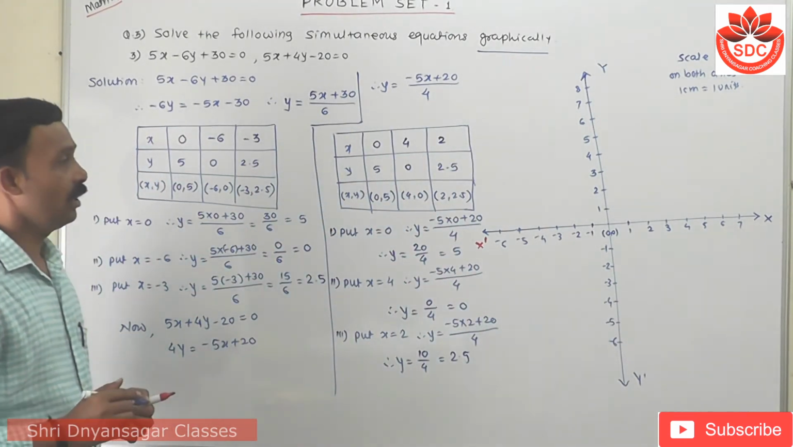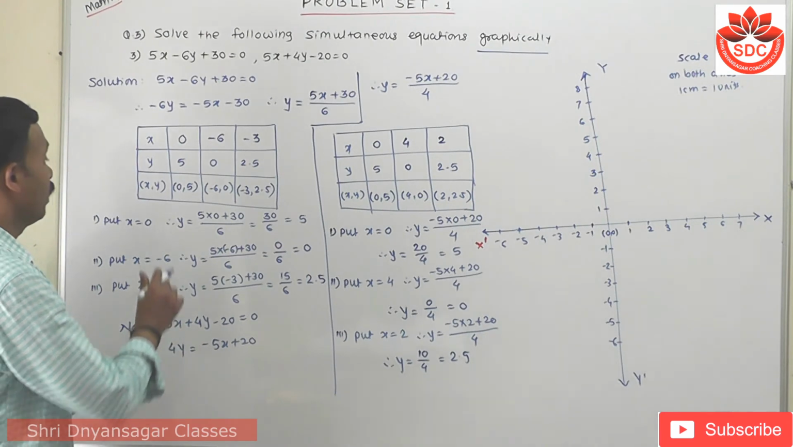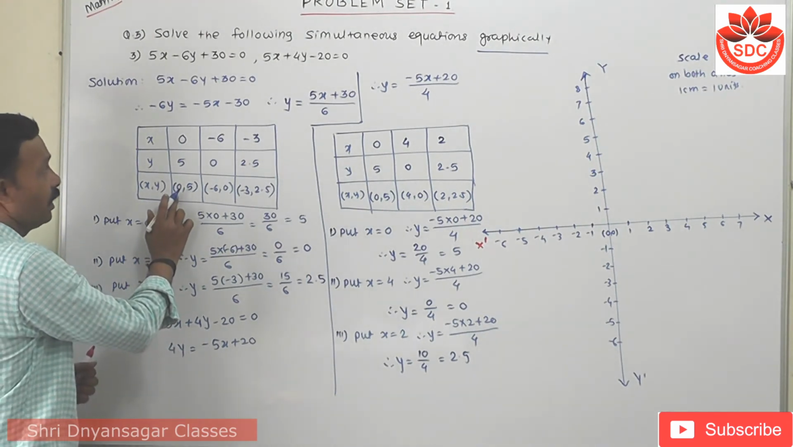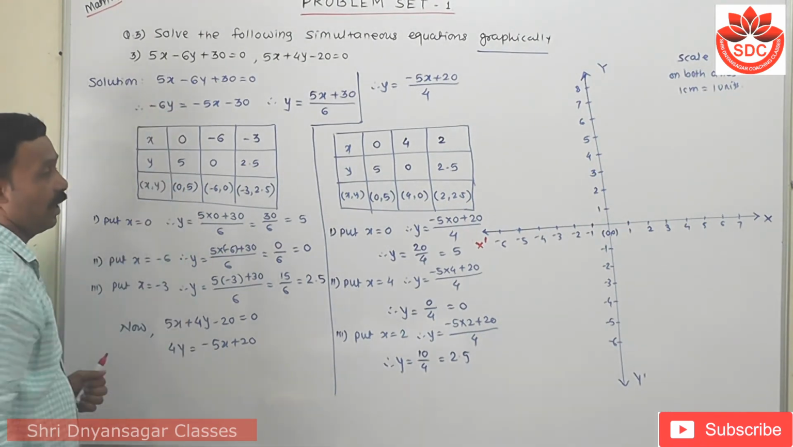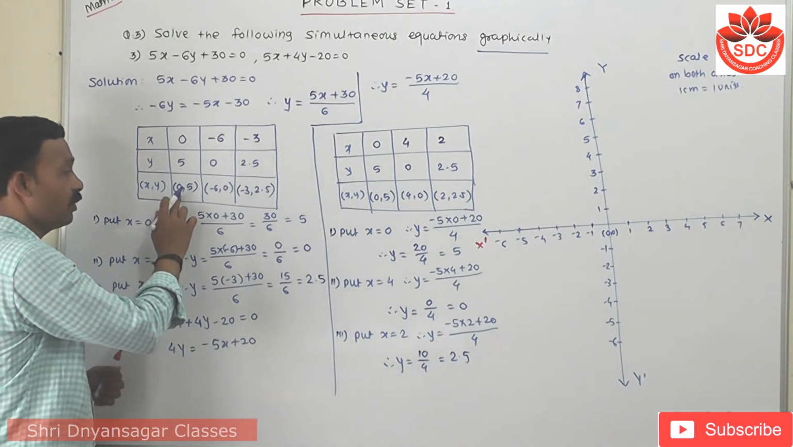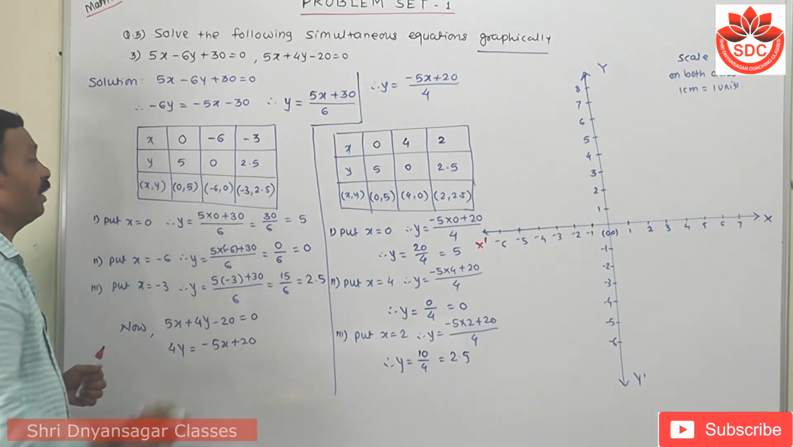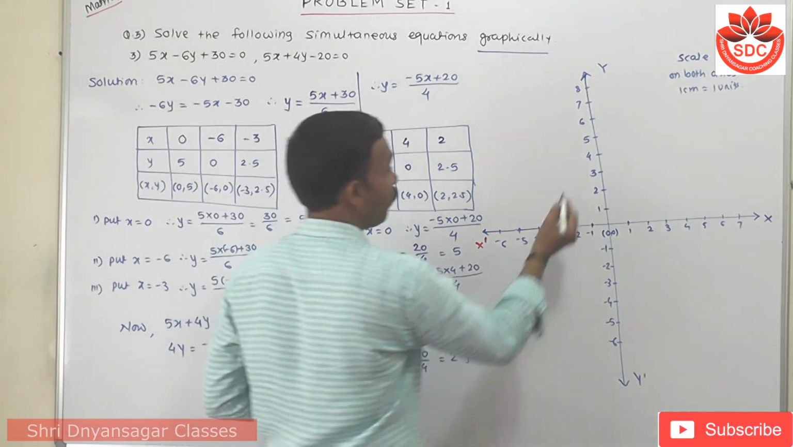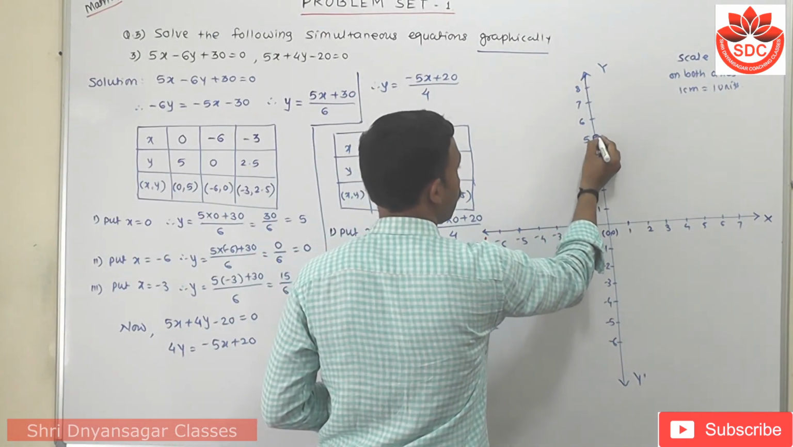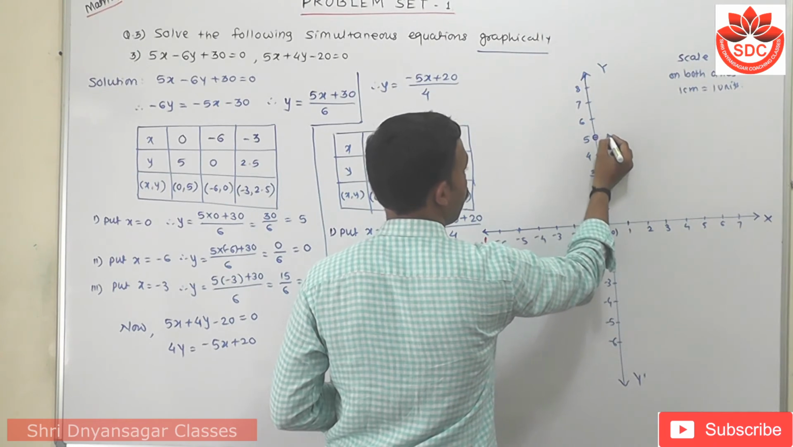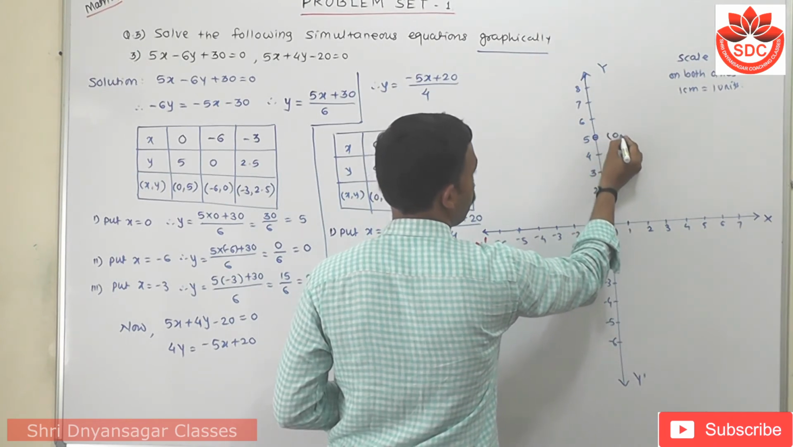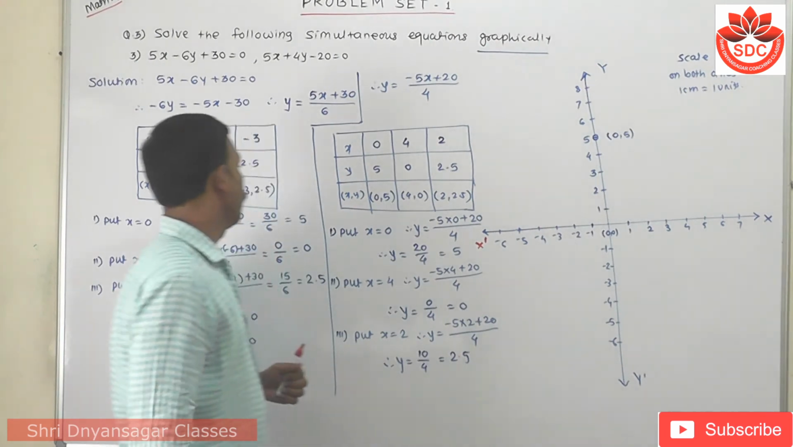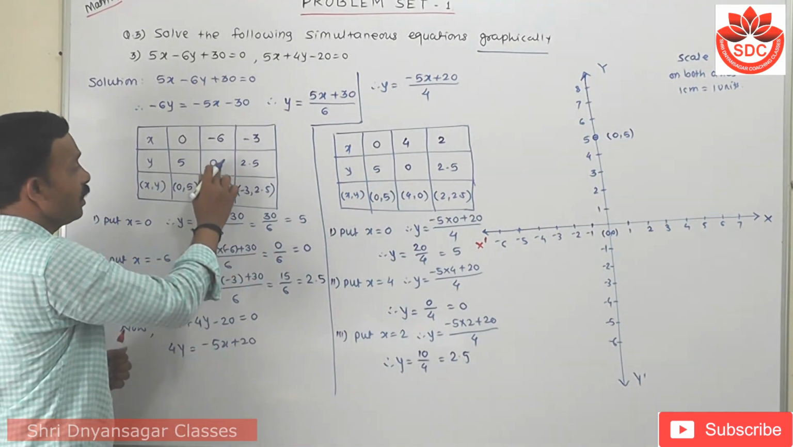Now we plot the graph by taking these ordered pairs. First one is for the first graph, 0 and 5. 0 and 5 means that the x coordinate is 0 and this is the y coordinate, which means this point lies on the y-axis. So 0 and 5, here this is the point, I have to write here the ordered pair is 0 and 5. Now the next one is minus 6 and 0.